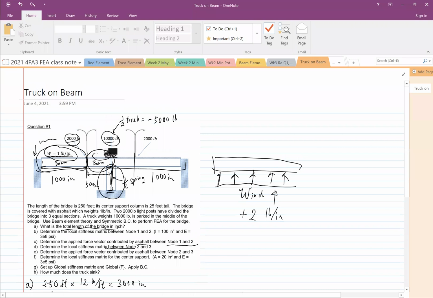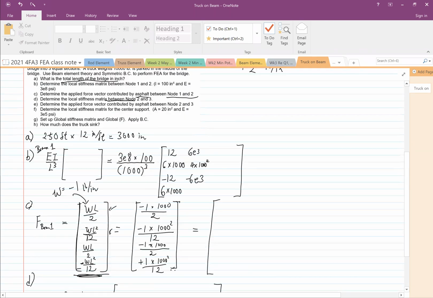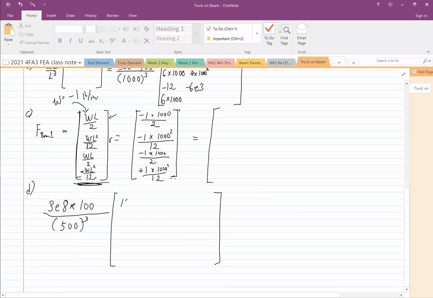Remember, it's only half of the 1000, so it's 500 times the ugly stiffness matrix. What is it? 12, and then 6 times 500, -12 again, 6 times 500, 6 times 500. Okay, it takes a lot of patience. You do the same thing for all 12 terms. Do not panic. Step by step.